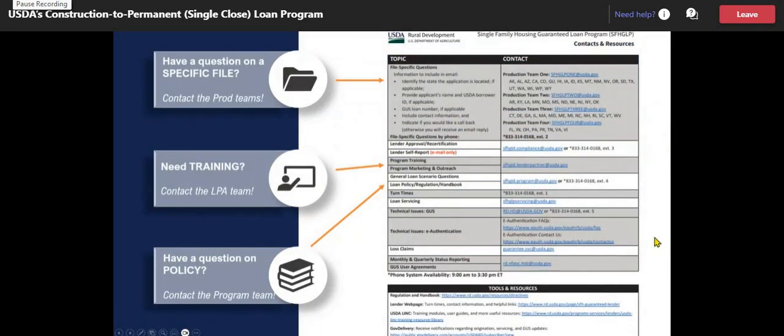Here's a handy little cheat sheet for contact information. You have all of these email addresses and phone numbers for all the different types of topics that you might want to contact us for. Once a file has been submitted for review, these are file specific questions, so you can contact the review teams up here. I won't go into each one of those, but this wouldn't be a bad thing to have printed out and kept at your desk to know how to contact us.